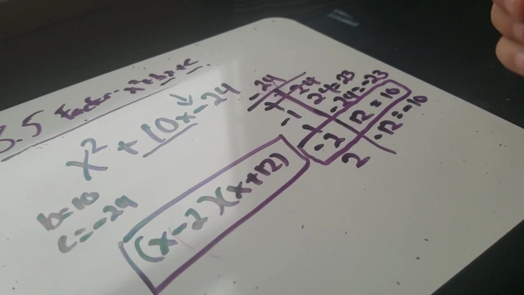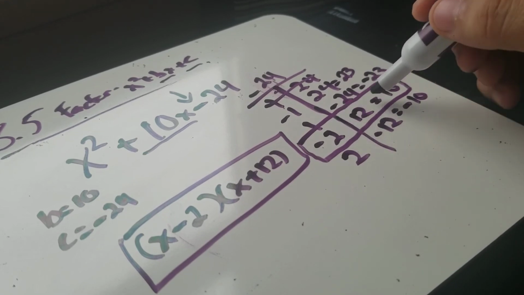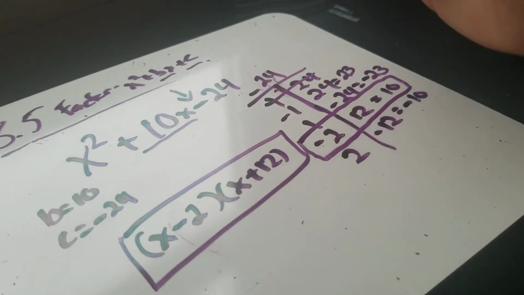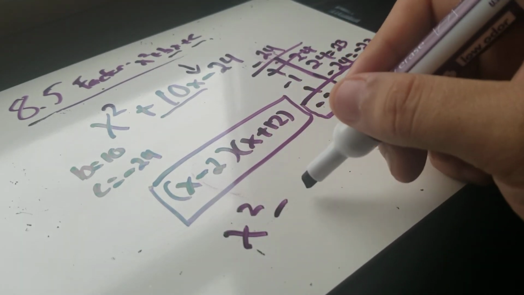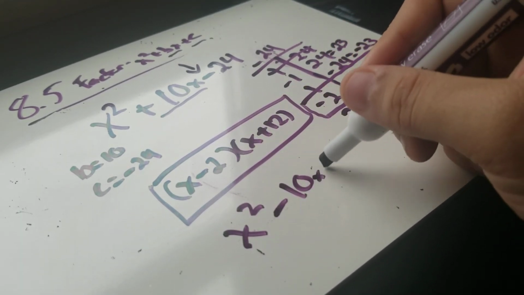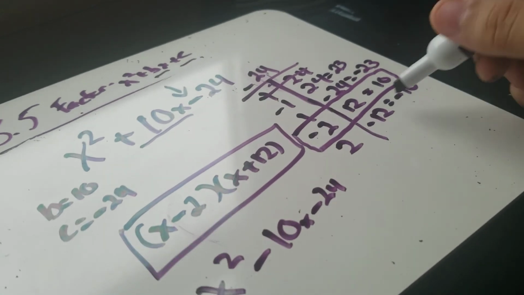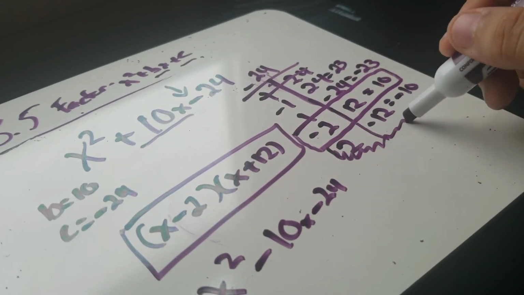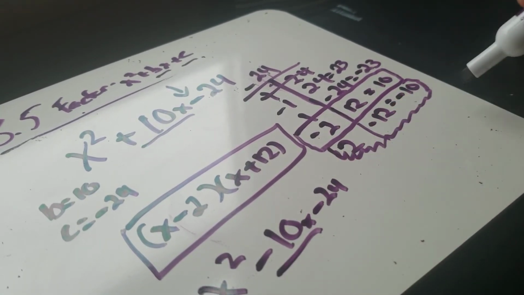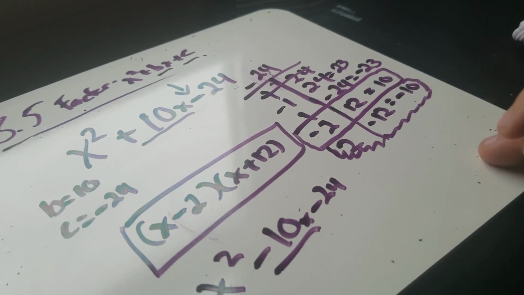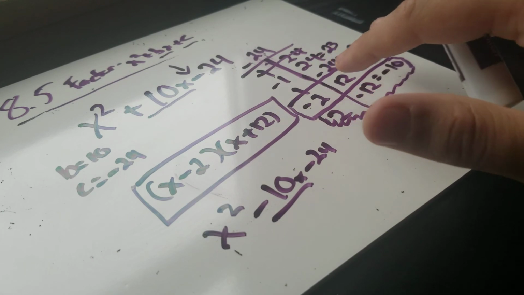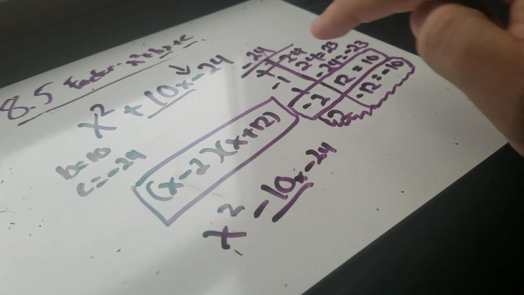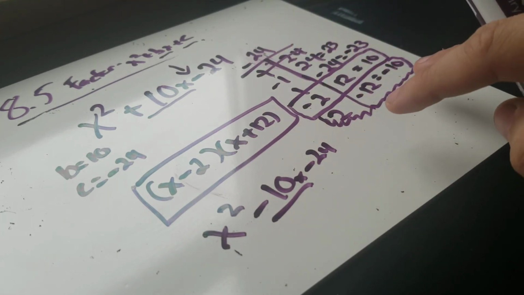Oh, and I guess before I go on, negative 2 plus 12 equals 10. If the question was, hypothetically, 10x minus 24, then you would have to choose this one over here, okay? So if it was a negative 10, you would have to choose that bottom one. So negative or positive in the middle doesn't influence what you write down, but it influences which one you choose at the end, okay?